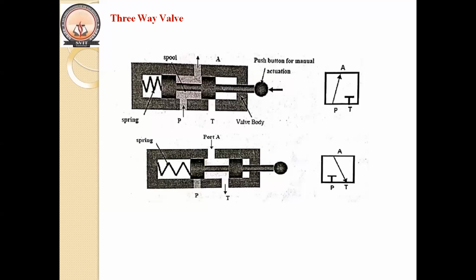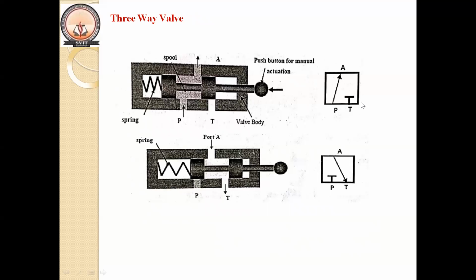You can see when the spool is at the first position, port P is unblocked. Fluid can flow from the pressure port to the actuator port. But the second spool land blocks the tank port, therefore there is no flow through the tank port. When the spool is actuated, the spool blocks the port P, therefore the fluid can easily flow from the actuator port to the tank port. You can see the symbolic representation also.